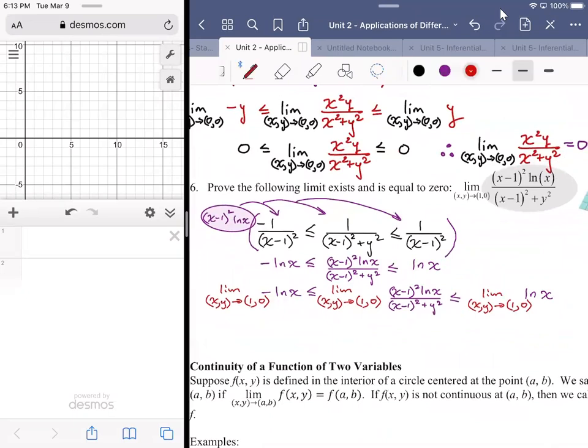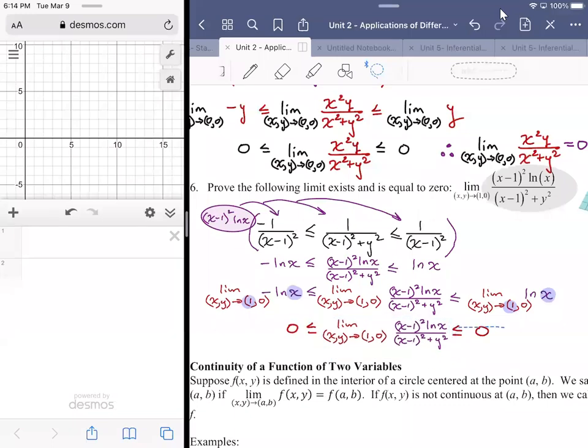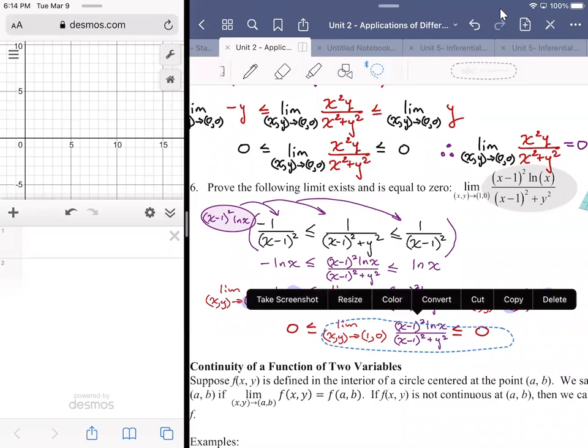So there is no y term in my outer expression, right, in either of them. So I'm really just evaluating this for when x is equal to 1 in both cases. The natural log of 1 is equal to 0, regardless of whether it's positive or negative. So 0 less than or equal to the inner component, which is in turn less than or equal to 0. Which therefore means that the entire limit is in fact equal to 0.